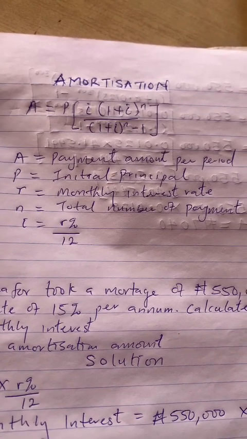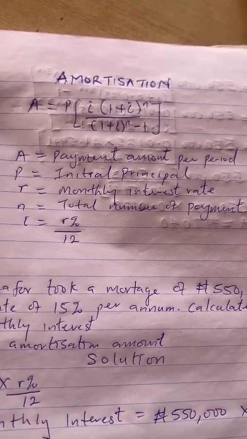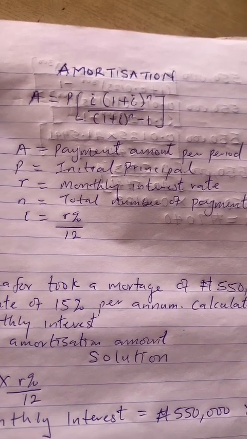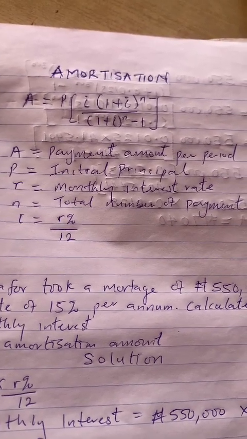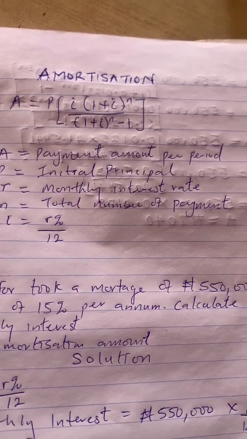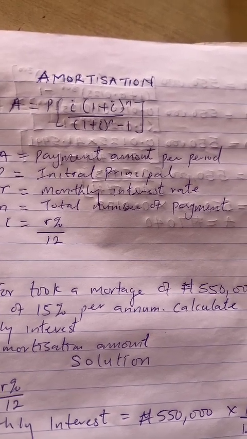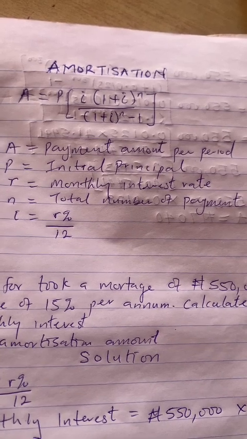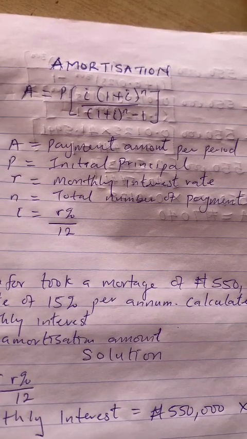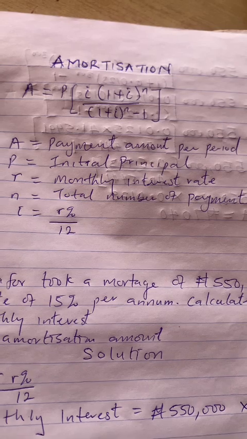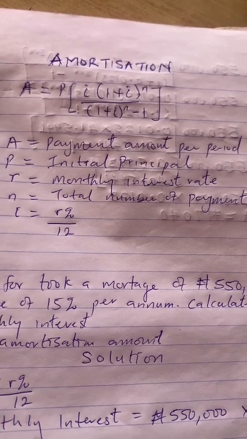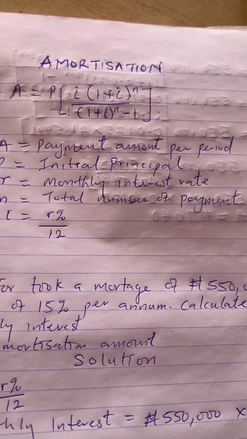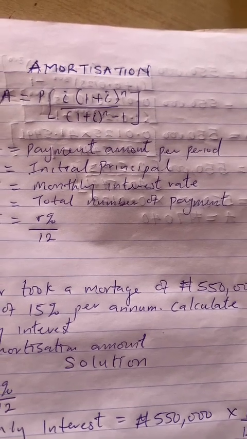And I told you that your A is the payment amount per period, then your P is the initial. When you look at that R, the R is monthly interest, so which means that if you are being given a year, you must convert it to months, where your N is the total number of payments. Then your I, like I say, is rate over the months. That is the year in months. That is why we have 12.